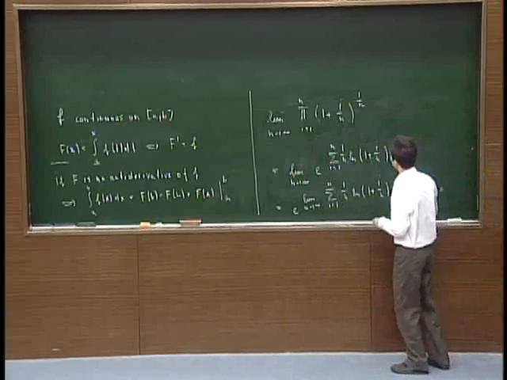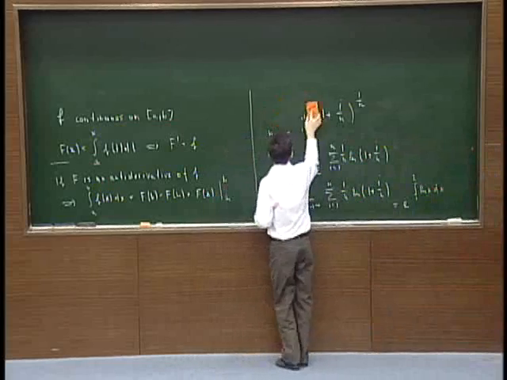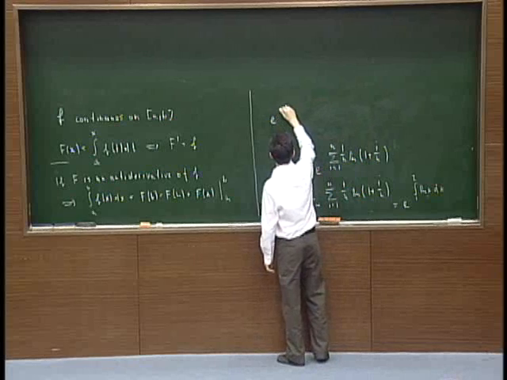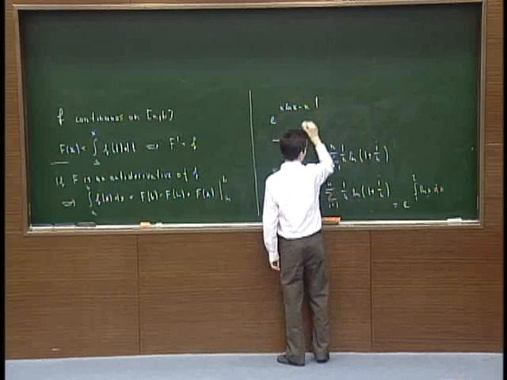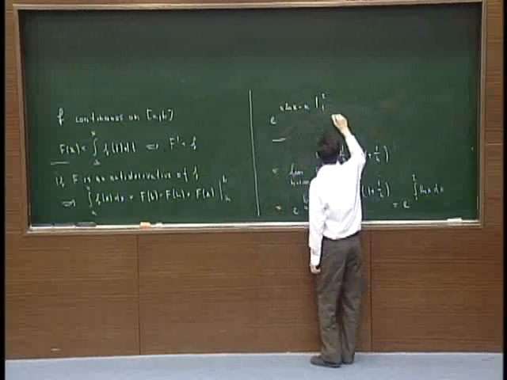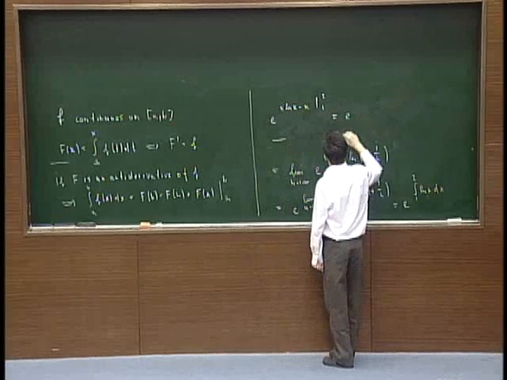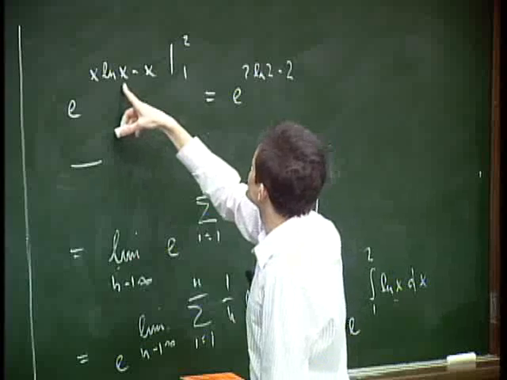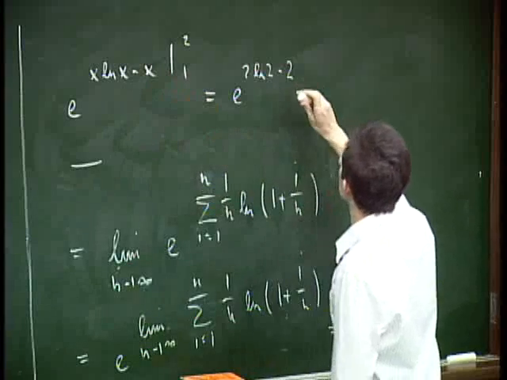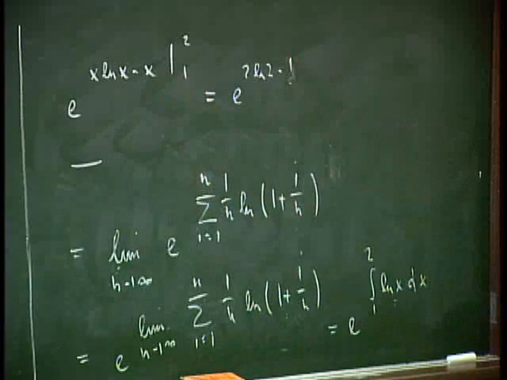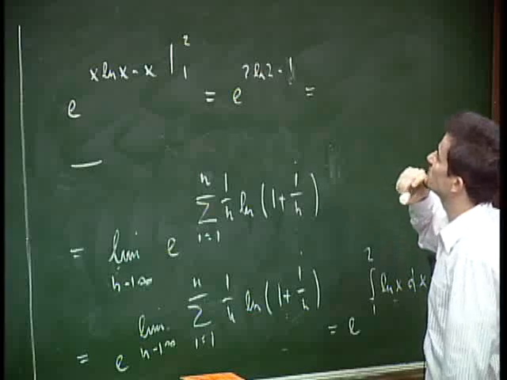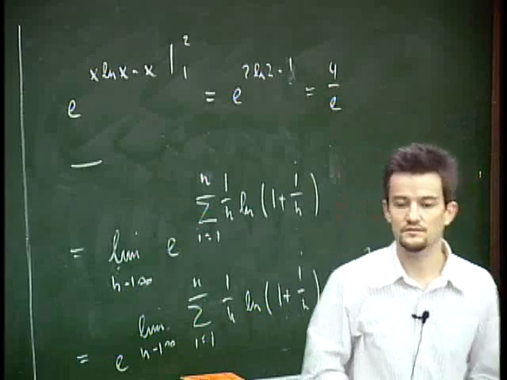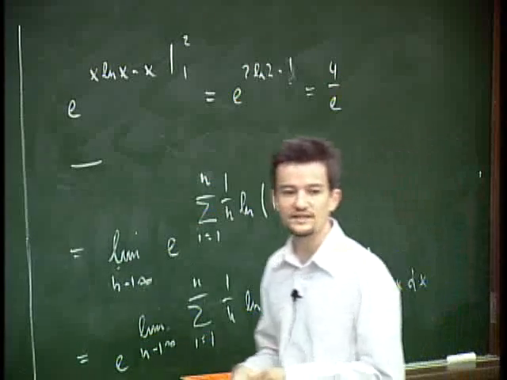Maybe I shouldn't be too lazy, I should compute it. So this is then e to the x ln x minus x evaluated at 1 and 2, which is e to the 2 ln 2 minus 2 minus, this is 0, so plus 1. So you see that if you simplify this, this is 4 over e. So this limit is 4 over e.